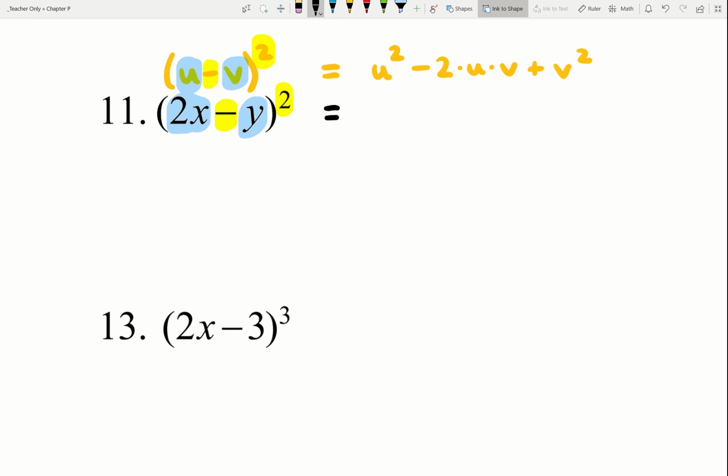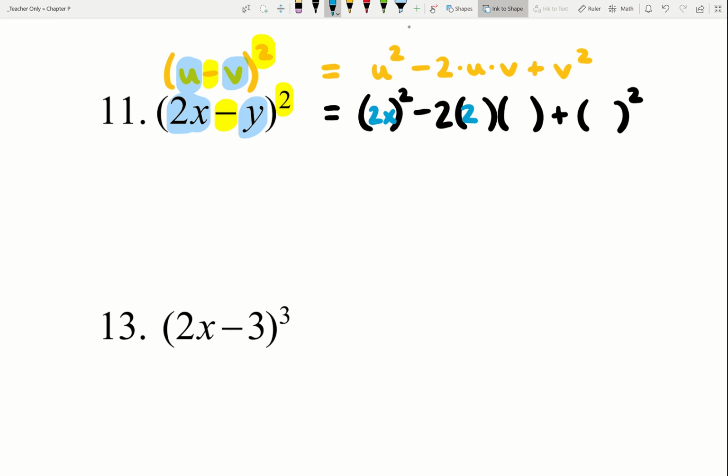So what I might do is write out this formula, leaving myself some spaces so that I can start to substitute in what's playing the role of u and v respectively. Playing the role of u, we said, was 2x, so I'll write that everywhere I see a u, and playing the role of v, of course, is y, so I'll substitute there. Okay, so the shortcut got us to this point, and this prevents us from having to write out 2 copies of this binomial and FOIL everything out.